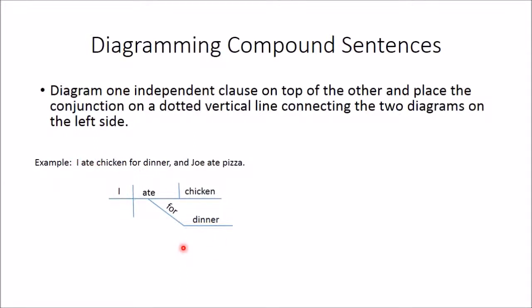There it is. So then it says to diagram the two independent clauses on top of each other. So now we're going to do Joe ate pizza. Draw your T. Joe, what did Joe do? Joe ate, and what did Joe eat? He ate pizza. So we have subject, verb, and direct object. So those are our two independent clauses. Now we're going to connect them, the dotted line, and add the coordinating conjunction. Just like that, on the left side. And that is how you diagram compound sentences. Basically, you diagram the two sentences and you connect them with the dotted line and add the conjunction.